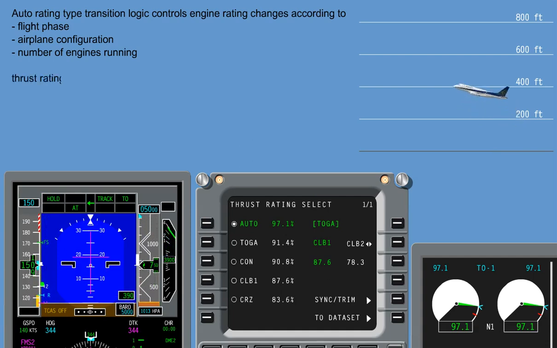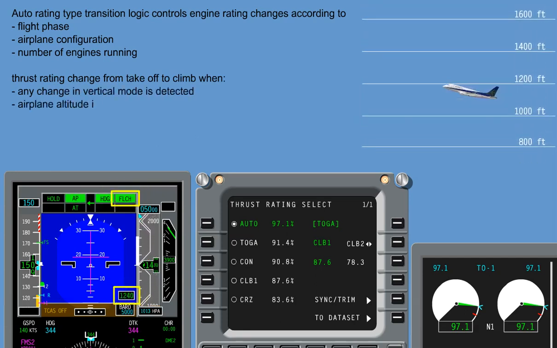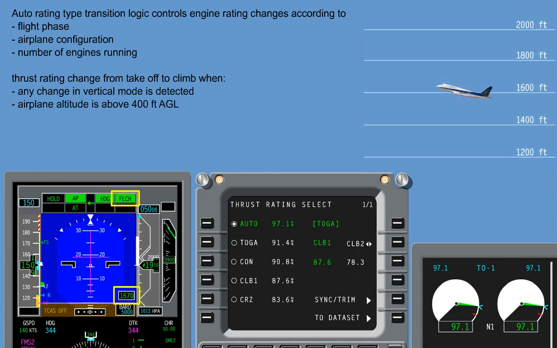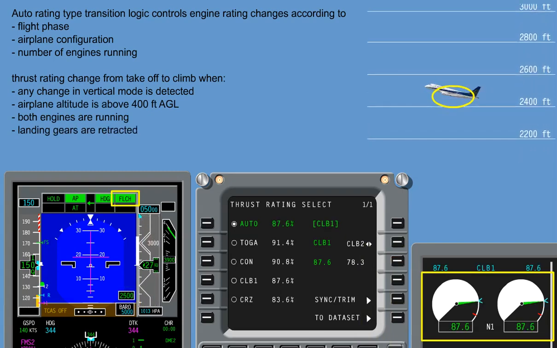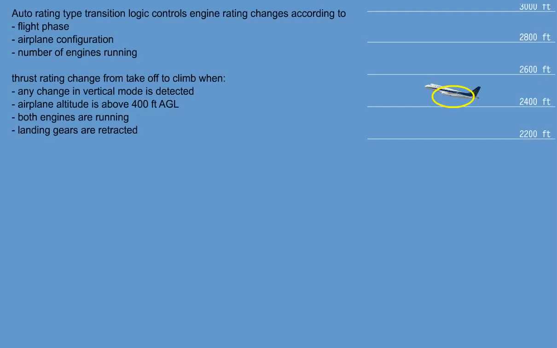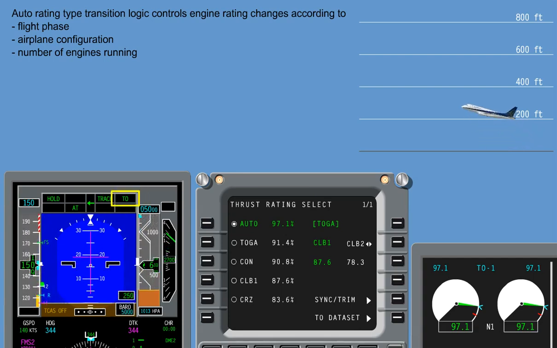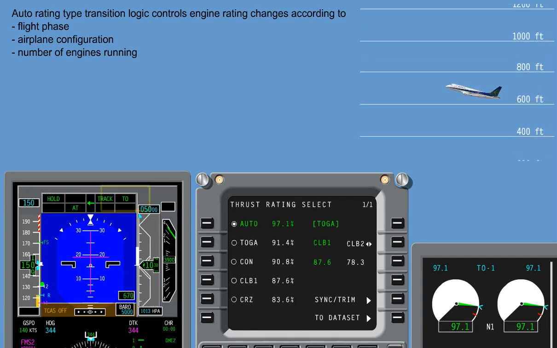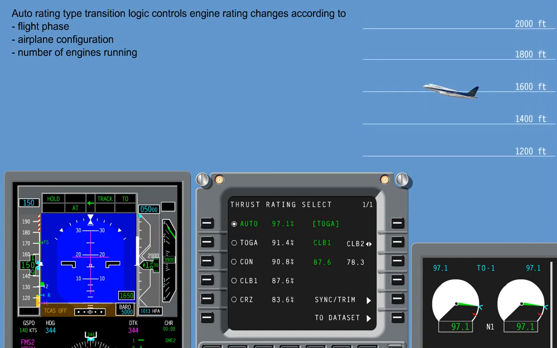The change of engine thrust rating from takeoff to climb is set when the following conditions occur simultaneously. Any change in vertical mode is detected. Airplane altitude is above 400 feet above ground level. Both engines are running. Landing gears are retracted. If no change in vertical mode is detected, the engine thrust rating switches from takeoff to climb at 3,000 feet pressure altitude above field elevation.